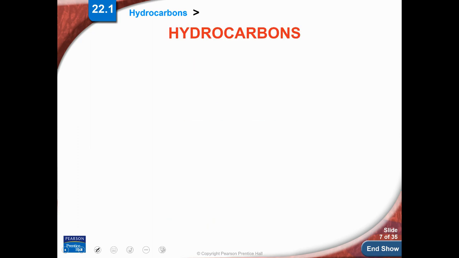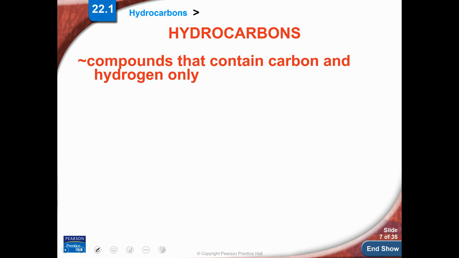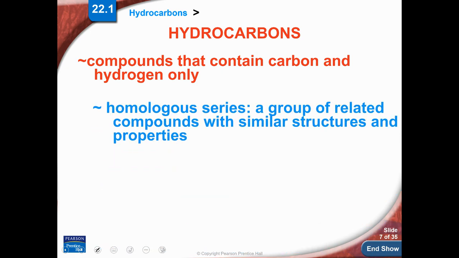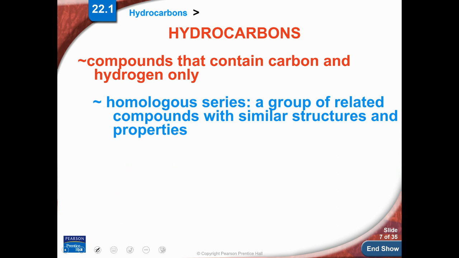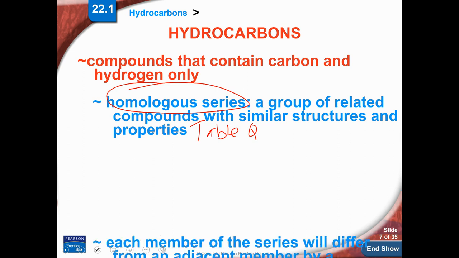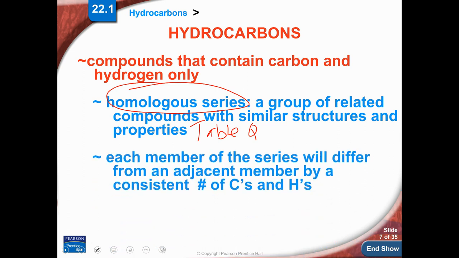So the main focus of this section of notes is going to be hydrocarbons. Hydrocarbons are compounds that only contain carbon and hydrogen. If it has any other element present, it's not a hydrocarbon. So a homologous series is a group of related compounds with similar structures and properties. So notice that's going to be the title to table Q in your reference tables, because we have 3 different homologous series, right? Table Q has this as the title. So each member of the series differs from an adjacent member by a consistent number of carbons and hydrogens.